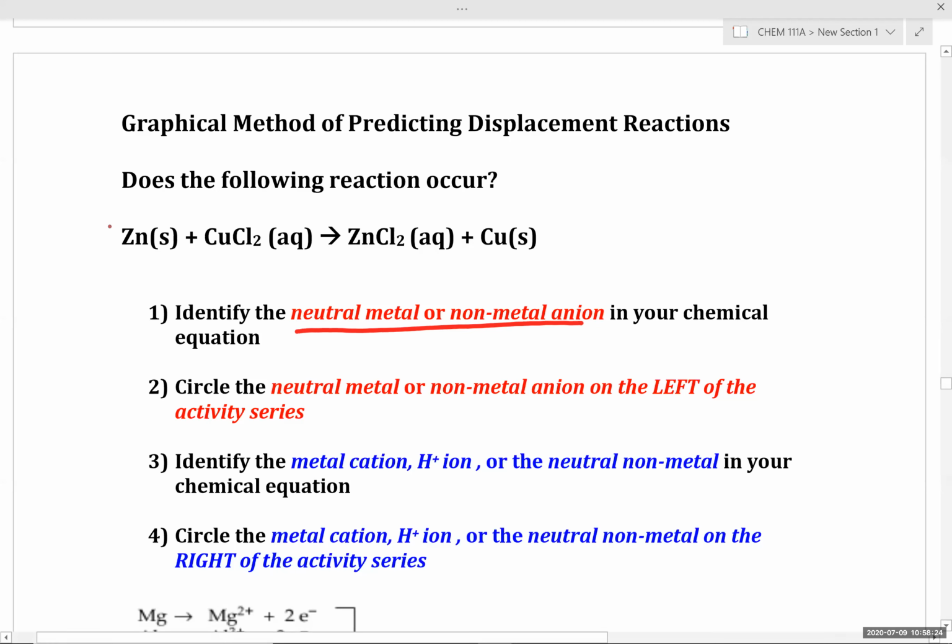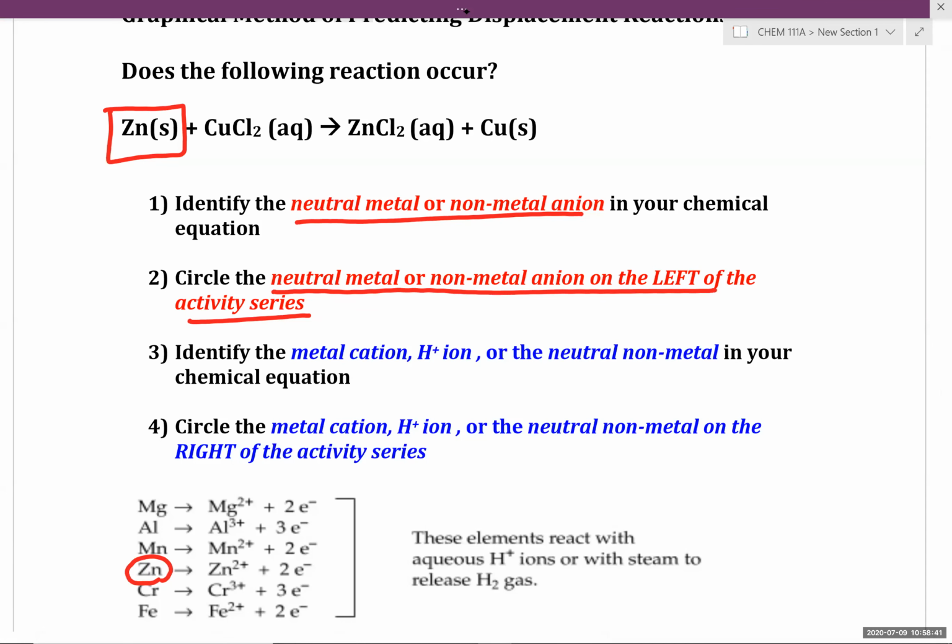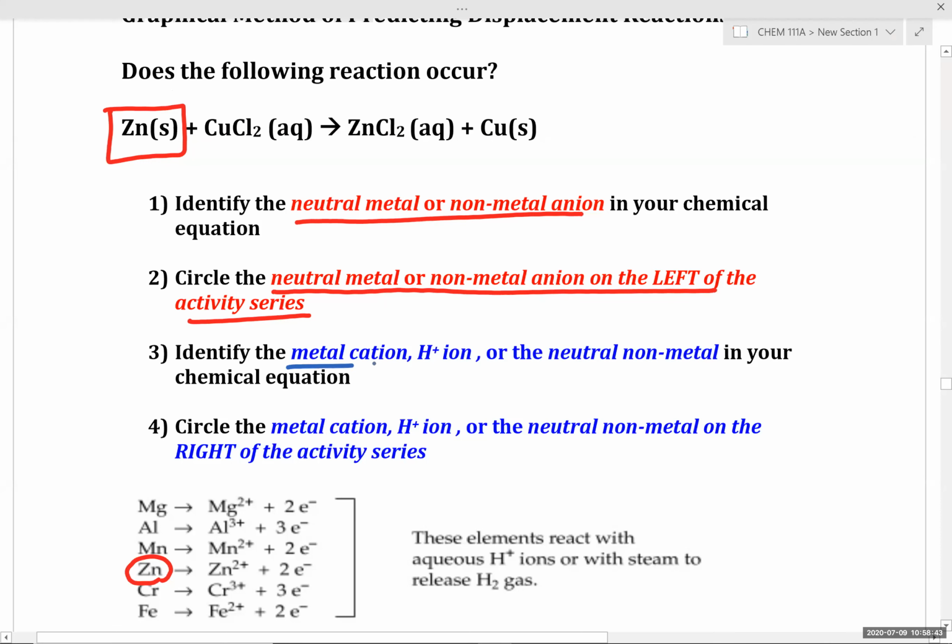Zinc, yep. So let's put a box around zinc. And what we're going to do is circle the neutral metal or non-metal on the left of our activity series. So I'm going to put a circle around zinc. Here's our activity series down below.